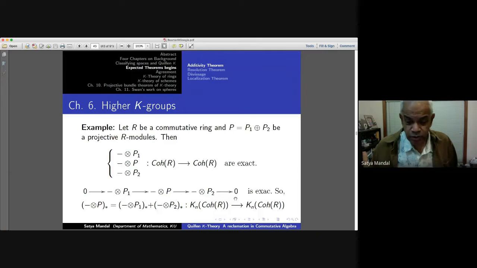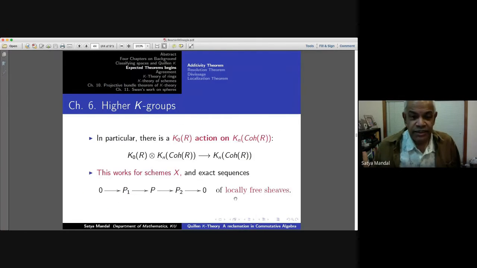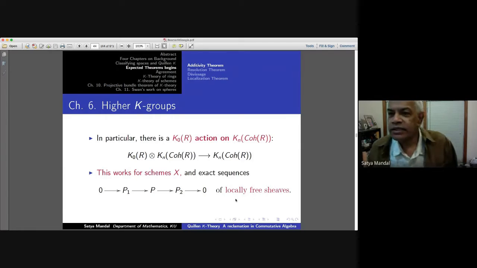So one important thing to note here is that this induces a K0 action on Kn of COH R. K0 of R, meaning I'm talking about projective modules there. That's the projective modules, okay? So there's an action like this, okay?